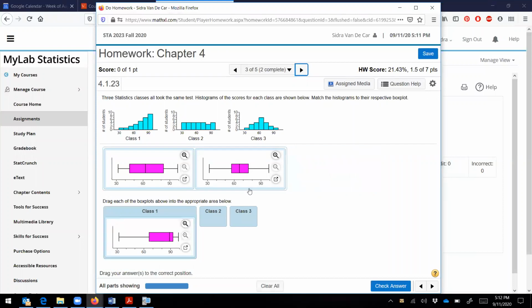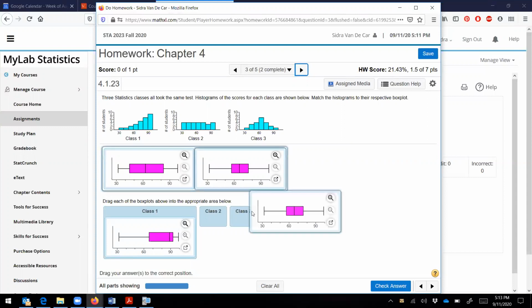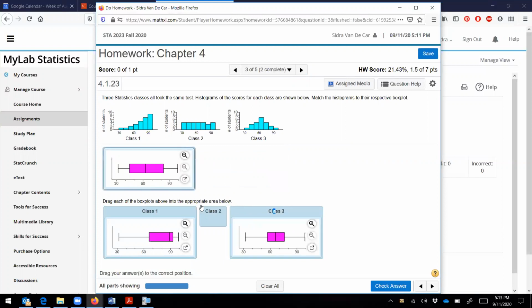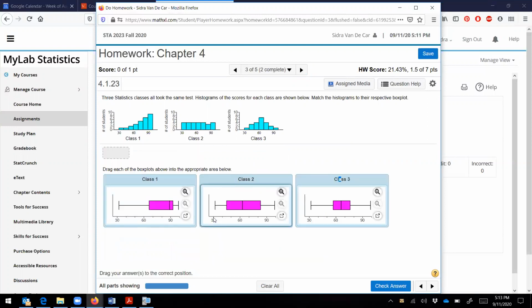Now, once I know that, that means I'm deciding whether this one or this one matches this or this. Notice that the uniform distribution is more evenly spread out across the graph, whereas there's a concentration of values around the median in the symmetric one. So class 3 should be this graph, and class 2, the uniform graph.